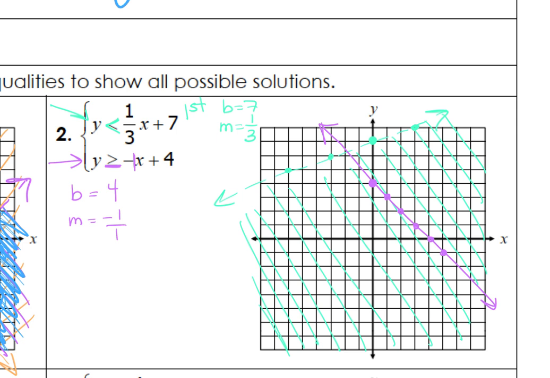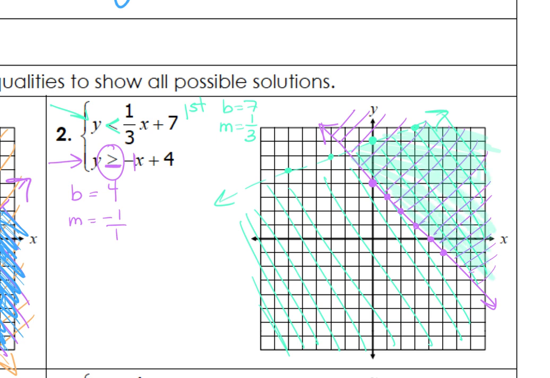Daniel, where are you going to shade this one? Above or below that line? Above that line. Y is greater than or equal to. So your y values have to go above, greater than. Remember, greater is going to go high, less than is going to go lower. So you're going to go perpendicular to that line like this, which means your solution is going to be all of this overlap.